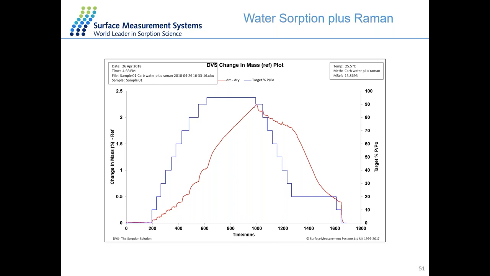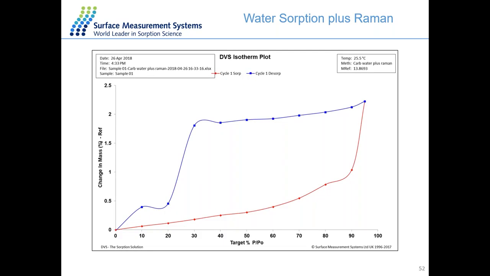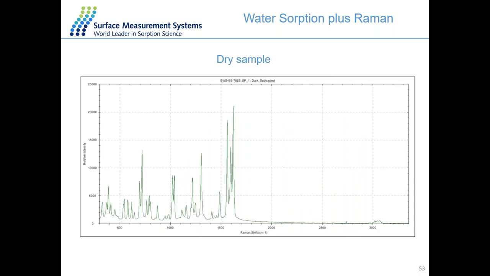So what does the Raman look like? This is the hydrate formation. It's perfectly reversible. It has basically a non-perfect formation of the hydrate. It's not as evident as the solvate that we're going to have a look at in a second. But what would the Raman look like? So we start from a dry sample. This is our initial condition. This is our dry material.